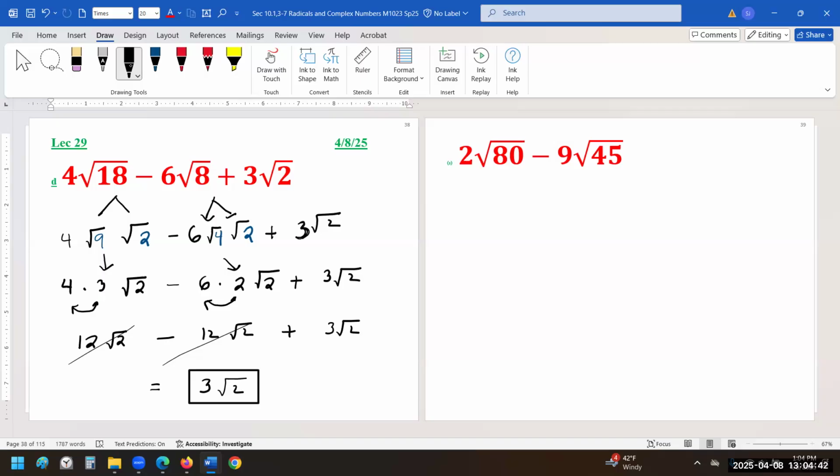We have positive 12 root 2 and negative 12 root 2. Are they like terms? They are like terms because they have the exact same radical with the exact same inside. That means you add or subtract their coefficients. We have positive 12 minus 12. What is positive 12 minus 12? 0. That's why they cancel out. Any other question?